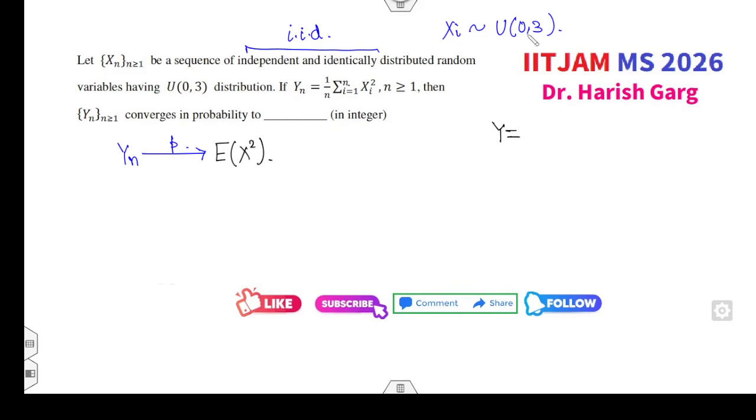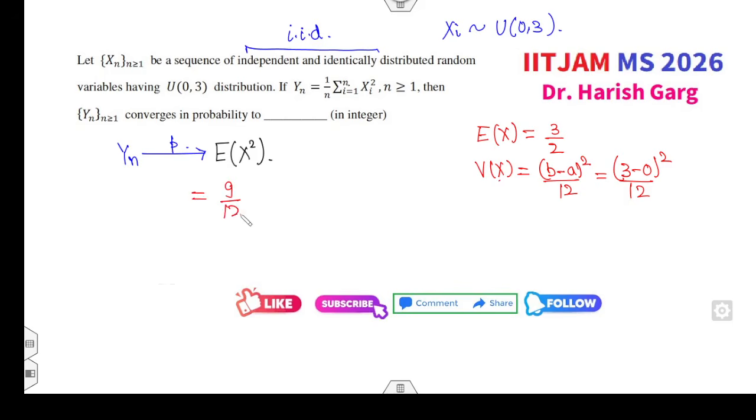And if the Xi's have a uniform distribution, what is the mean of X? It is a plus b divided by 2. The variance of X is b minus a whole square over 12. Here b is equal to 3 and a is 0, so the variance is 9/12. We can write the variance as E of X square minus E of X whole square. That is the formula for the variance, which is equal to 9/12.